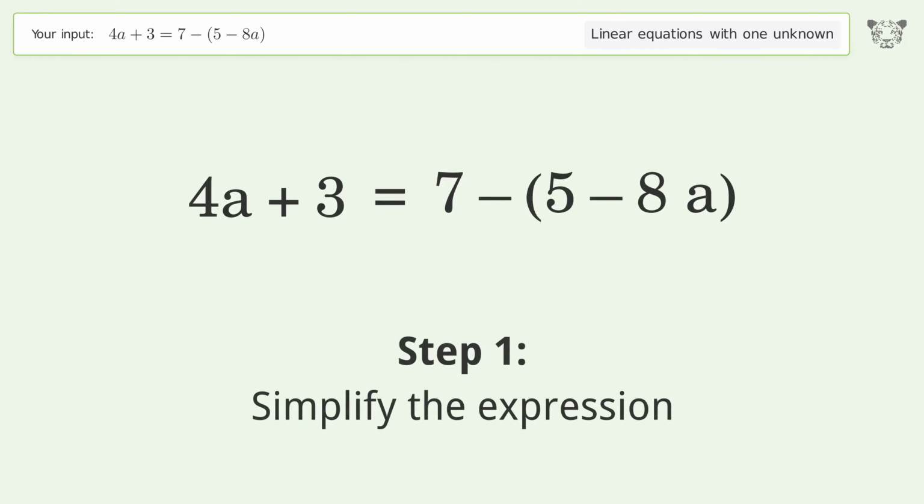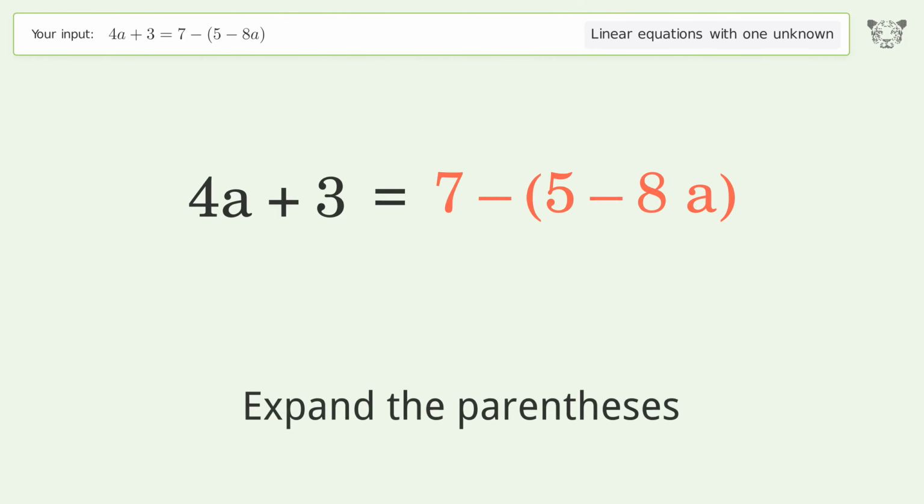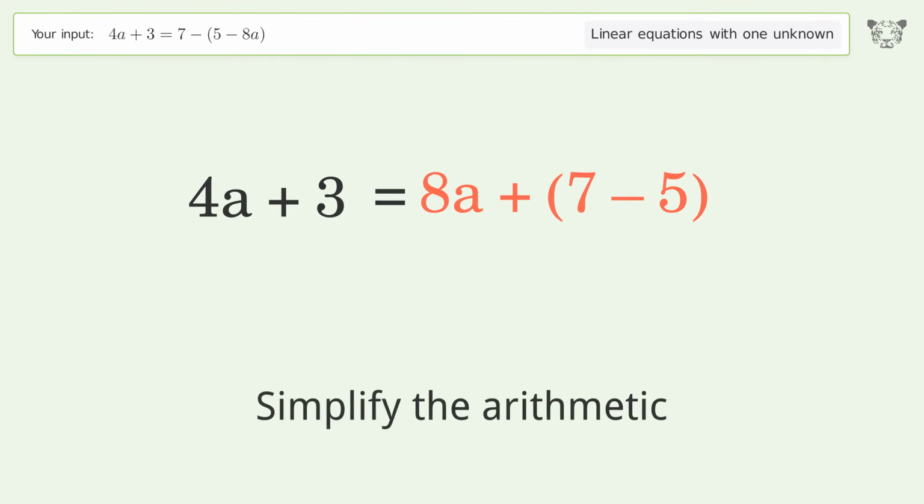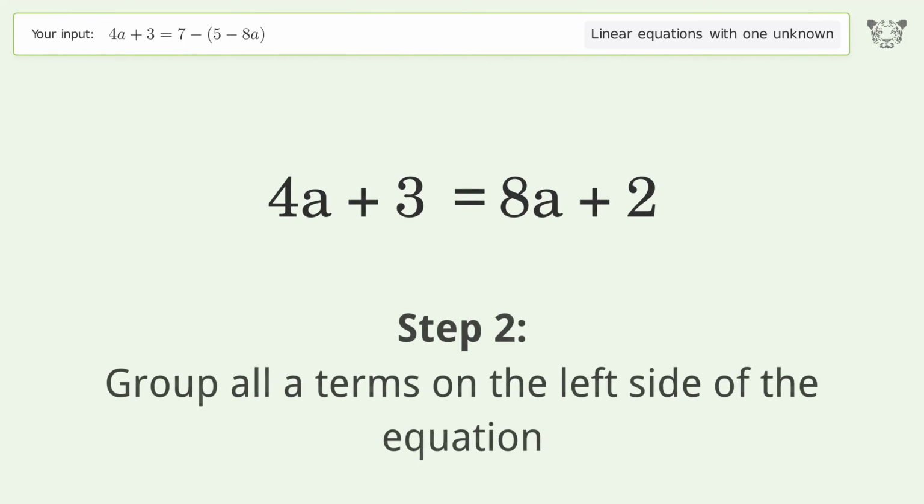Simplify the expression. Expand the parentheses. Group like terms. Simplify the arithmetic. Group all a terms on the left side of the equation.